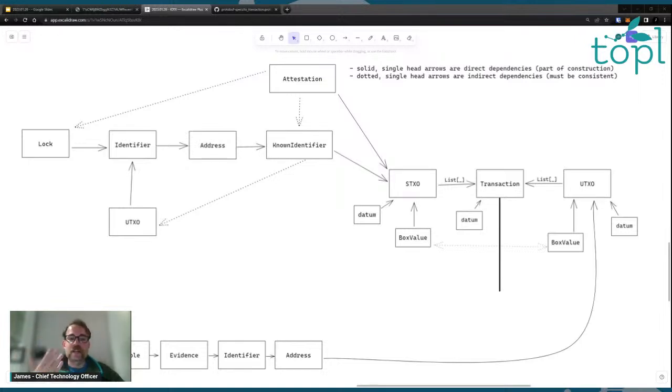You can always create identifiers, but identifiers may not necessarily be on chain. Known identifiers are identifiers known to the ledger or known to the chain. And therefore, since it's known to the chain, you can create an attestation that satisfies the lock on a UTXO.